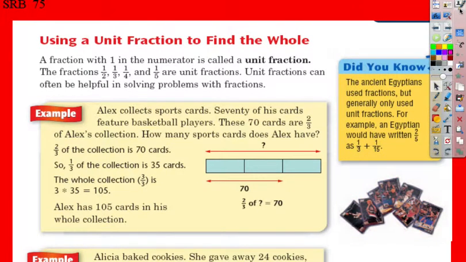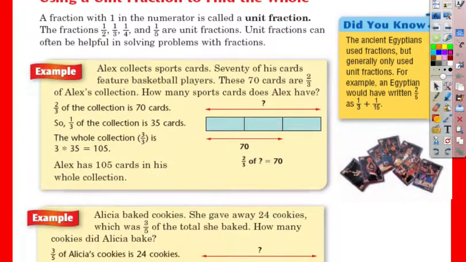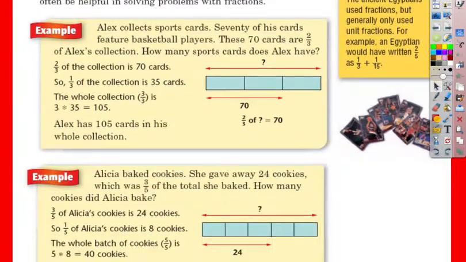It's talking about a unit fraction, and a unit fraction is any time that there is a 1 in the numerator. So 1/2, a third, a fourth, a fifth. You can see that there's always that 1 in the numerator. Unit fractions can be helpful in solving problems with fractions, or like if you're thinking about a fraction of a number or a fraction of a whole, it can be of help for you.